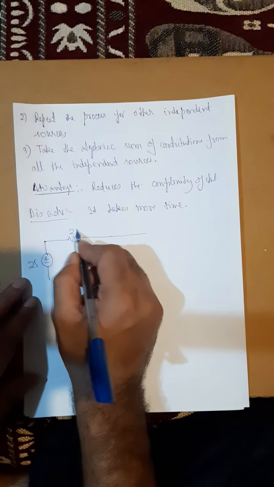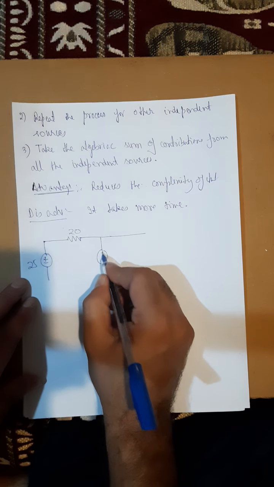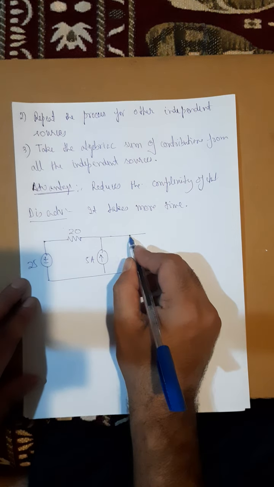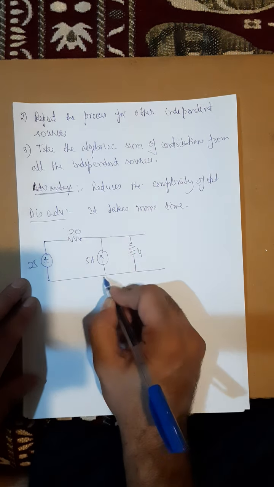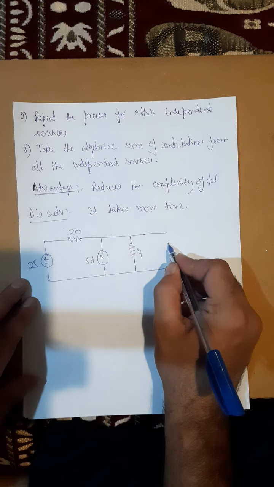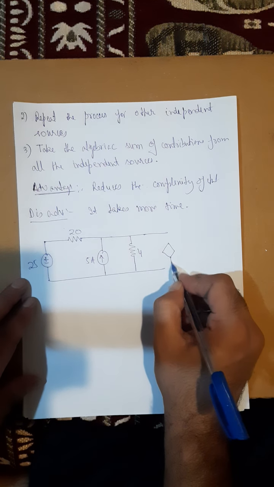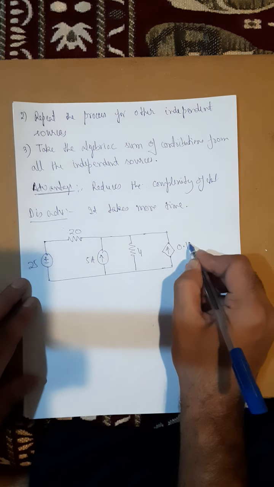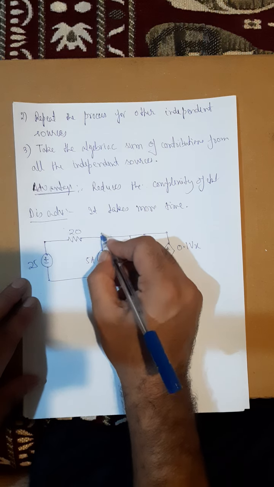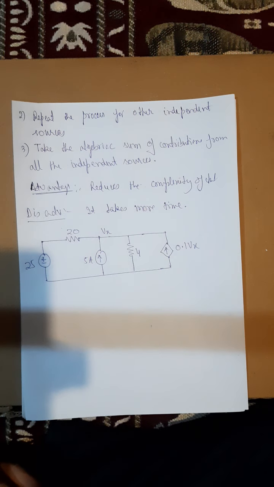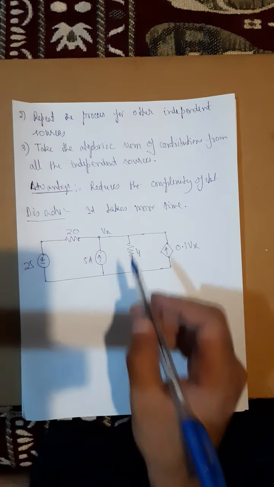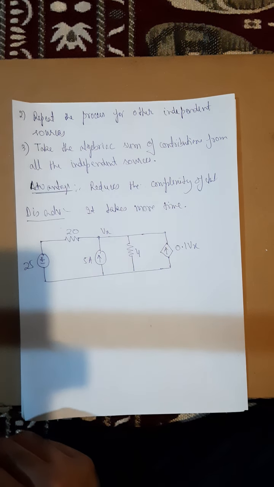25 volts, 20 ohm, 5 ampere, 4 ohm, and this is your 0.1 Vx, where Vx is the voltage at this node. We have to calculate this voltage Vx using the superposition theorem.